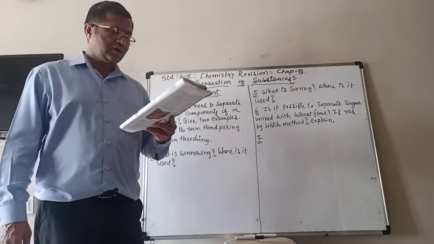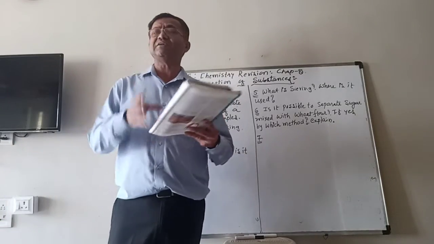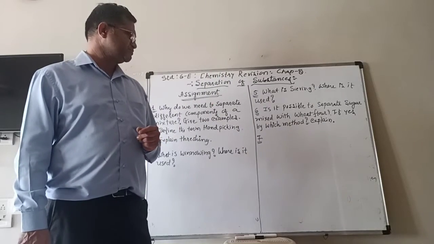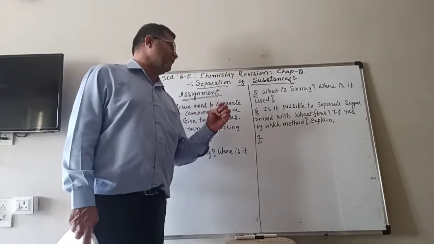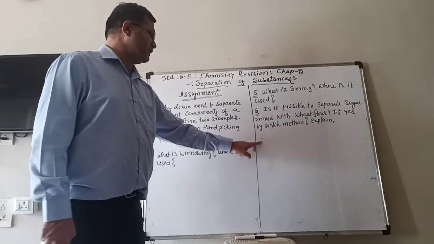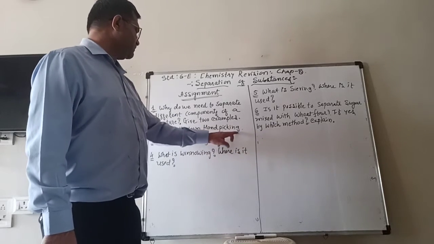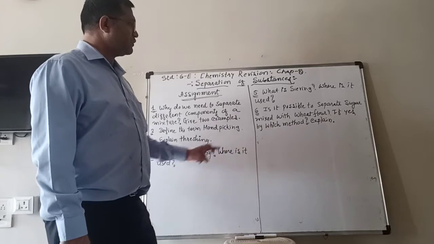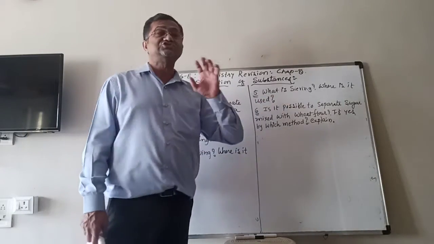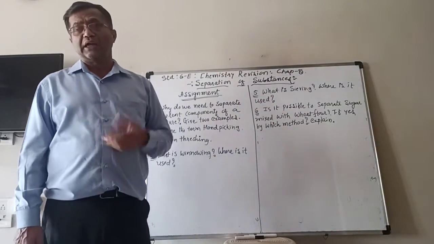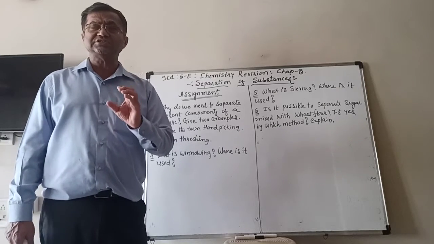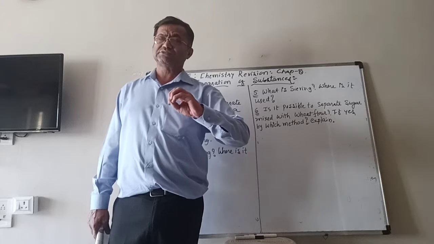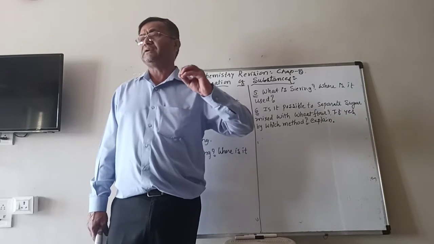First, today we will discuss the simple methods. The simple methods are hand picking, threshing, winnowing, and the other one is sheaving. These are the most simple methods that we can use in our daily life.